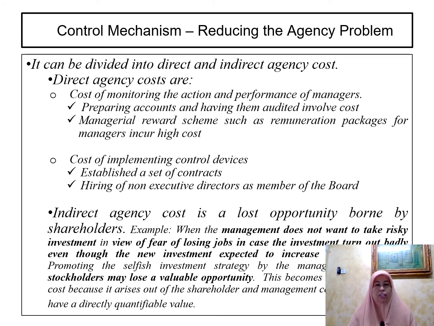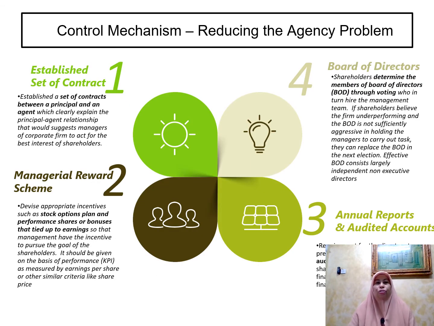So this cost arises out of the shareholders and management decisions, okay, not the shareholders but the management decisions, and it is quite difficult to quantify in terms of value, because this relates to the decision making by the management, which at the end of the day makes the shareholders lose. Okay, control mechanisms is how to reduce agency problems.